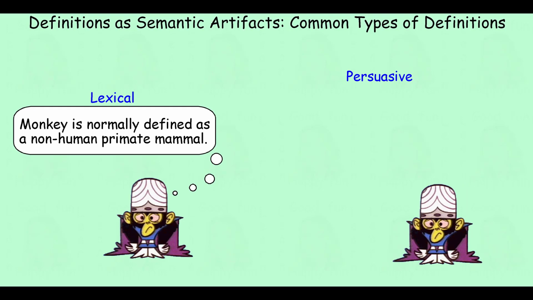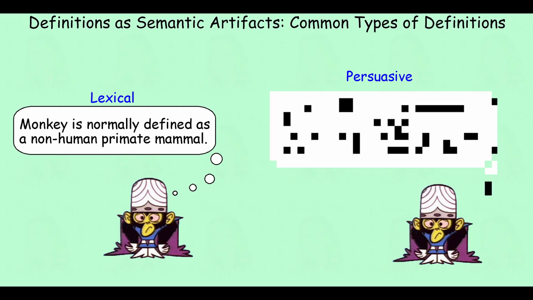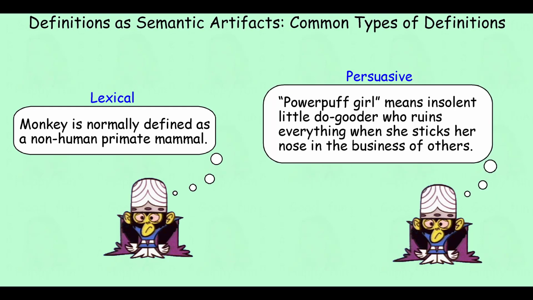Finally, there are persuasive definitions. And persuasive definitions attempt to define a term in a way that introduces a positive or negative emotional connotation. So a persuasive definition is essentially trying to introduce a bit of emotive meaning into the term, usually for or against some particular term that is being used. So, for instance, animal rights activists will often say things like meat is murder.